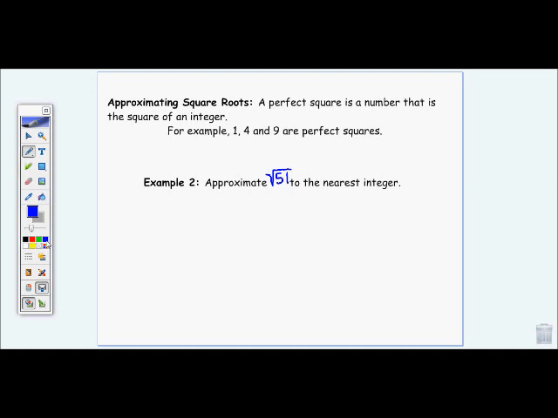And I will tell you this is in your book, so you'll want to have your textbook handy when we're doing the practice. But it tells you a perfect square is a number that is the square of an integer. Some perfect squares are 1, 4, and 9. The reason we call these perfect squares is because 1 is really the product of 1 squared, 1 times 1. 4 can be the product of 2 squared, 2 times 2 equals 4. And 9 is the product of 3 squared, 3 times 3 is 9. Those are called perfect squares.